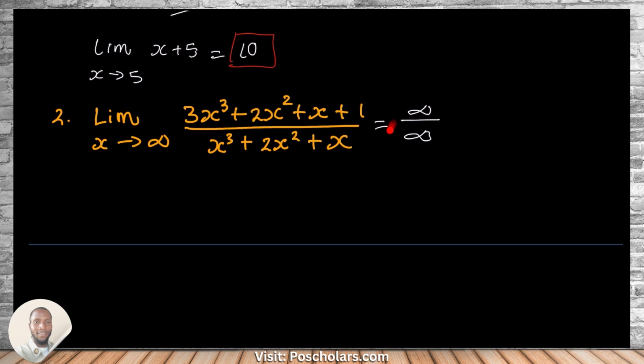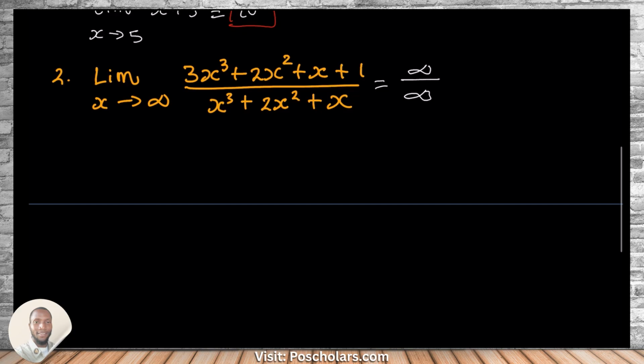But infinity over infinity is an indeterminate form, which simply means that this function is undefined when x is equal to infinity. And like I said, in limits, we are not interested in the exact points. We are only interested in what happens as it gets closer and closer to infinity.